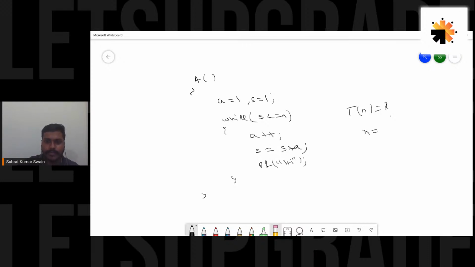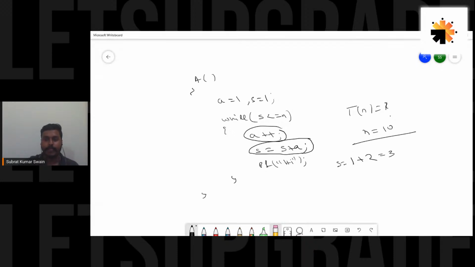Let's say n value is 10, and s value is 1. What we are doing, if you mark this point, is adding a to s. Every time we add a to s, before that we increment a. So the first time we add 2: s is 1, a was 1, now it is 2, so we add 2, and s is now 3.